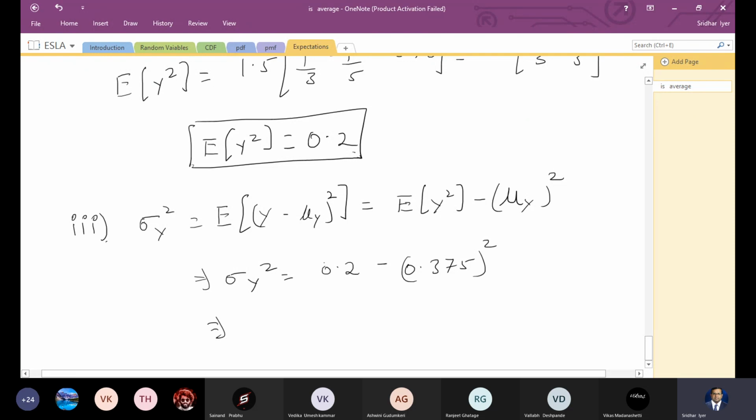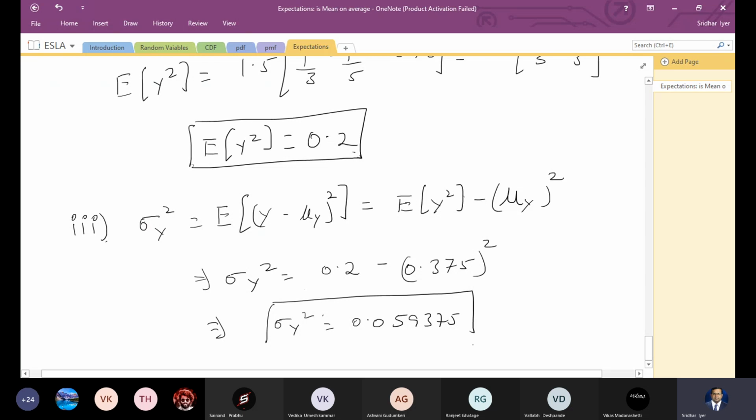Somewhere where students make mistake is here. This value here is E of y square, and usually students just square E of y square again because they only look at y square. Okay, please understand, E of y square itself is 0.2, so no need to square it. Okay, E of y square is only 0.2, so no need to square that. Okay. So you have 0.2 minus 0.375 the whole square, and this value is, you get somewhere around 0.059375.